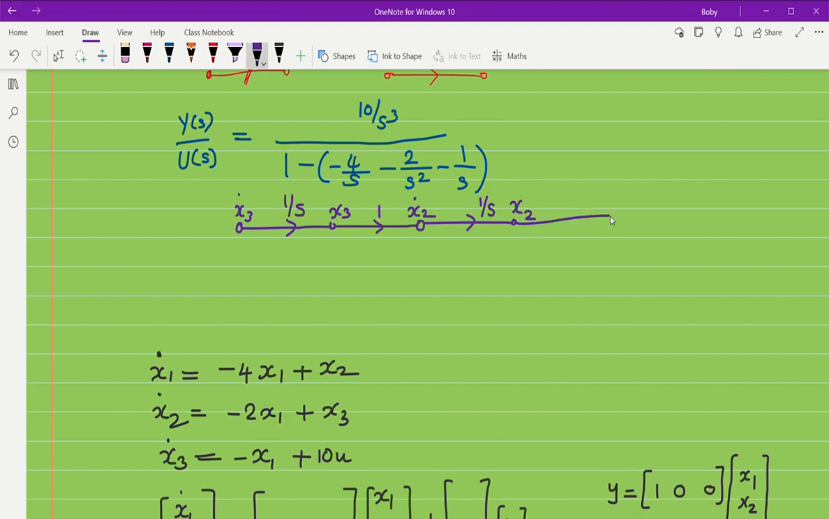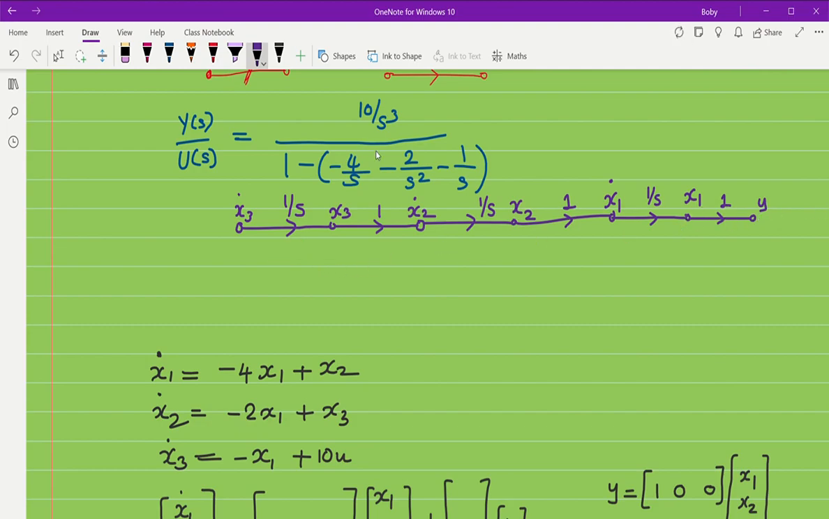So x2 is nothing but x1 dot. We have defined this in our earlier problem. From x1 dot, by using integration we will get x1. x1 is equal to y, which we have defined. So x1 is equal to y. So this is our forward path.